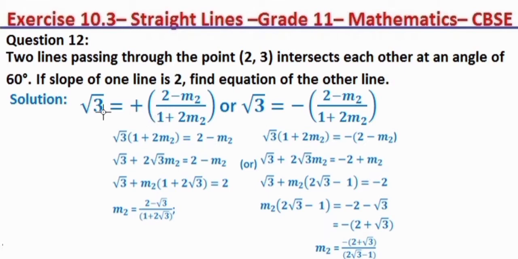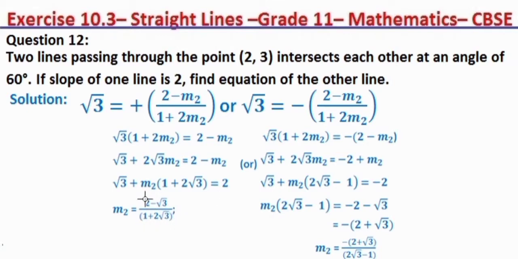See, the first case is positive. Transposing 1 + 2 m2 to the left hand side, we get root 3 times (1 + 2 m2) = 2 - m2. Then distributing root 3: root 3 + 2 root 3 m2 = 2 - m2. Then transposing -m2 to the left hand side and root 3 to the other side, we get m2 times (1 + 2 root 3) = 2 - root 3. We want the m2 value only, so m2 = (2 - root 3)/(1 + 2 root 3).